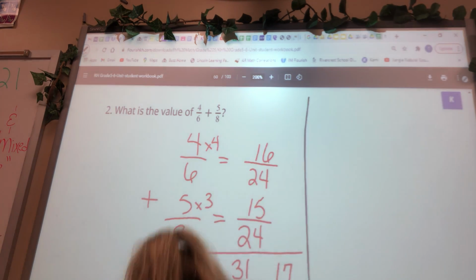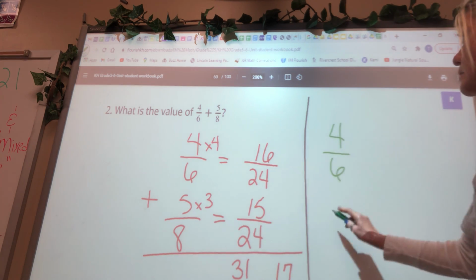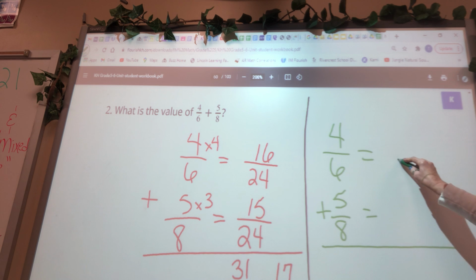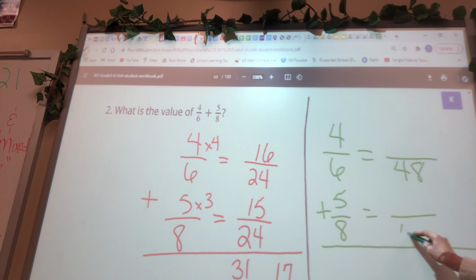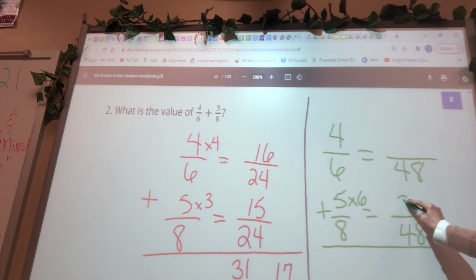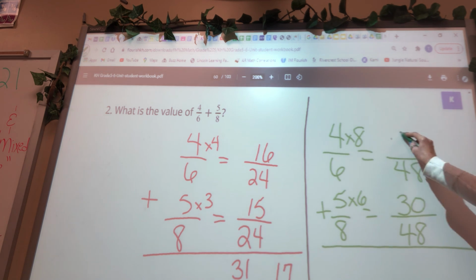Now let's use Claire's method. We still start off with the same ones. But Claire said we were going to use what? 48. Okay, what would I have to do to 8 to get 48? Times 6. Okay, so I'd have to do that here in my new numerator. 30. What would I have to do to 6 to get 48? So I would have to do that here also. What's my new numerator? I keep that denominator, that's why we got it in common. And then I add my numerators. What have I got? 62.